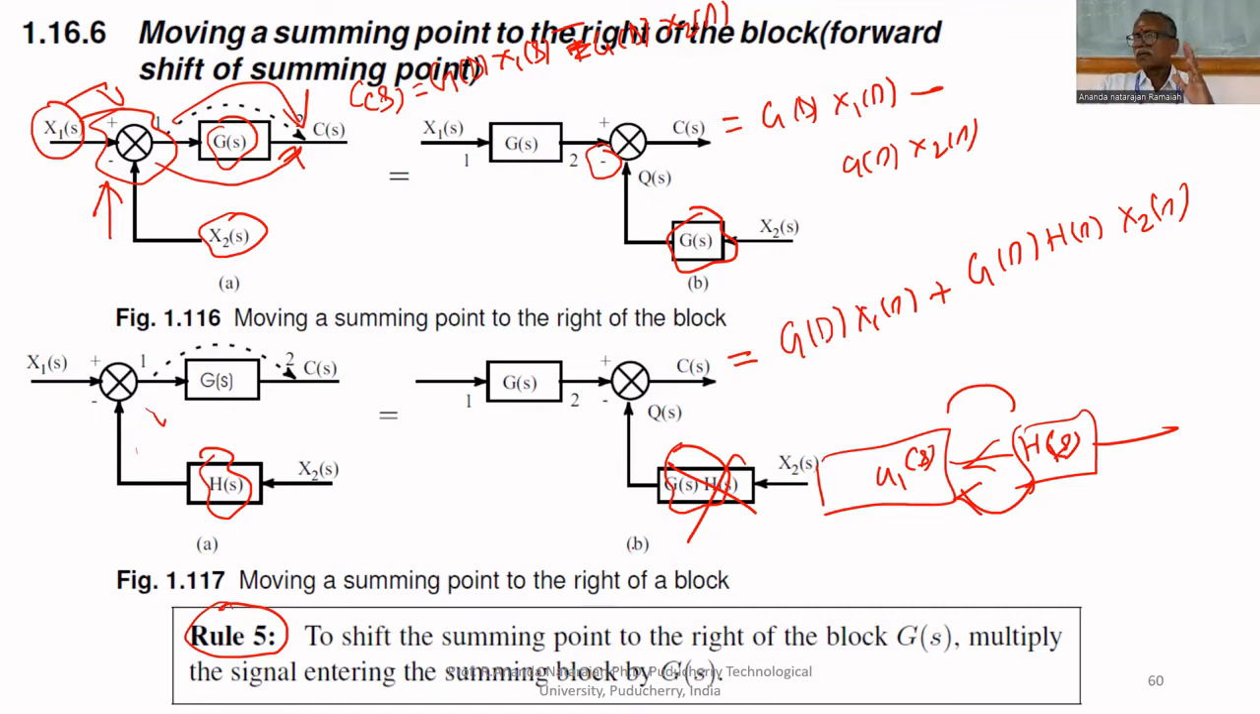Don't remember the rules. Just think whether it is amplified or not. If it is not amplified, you have to divide. If it is already amplified, it means you have to multiply. That's all. That way you have to think. So up to 5 rules you can easily remember.